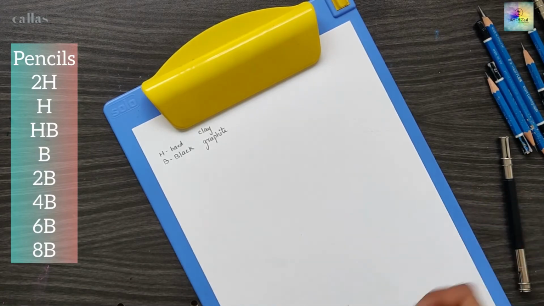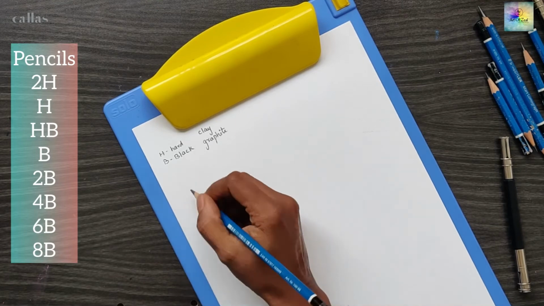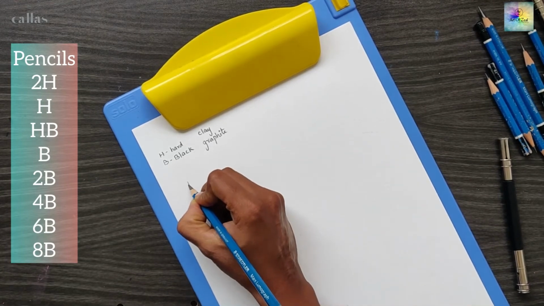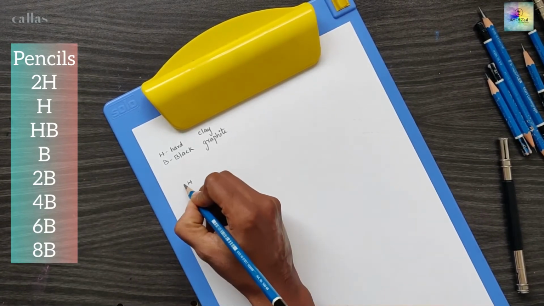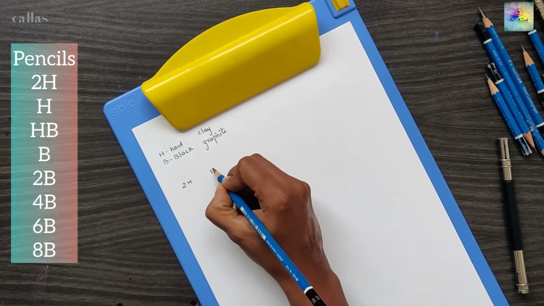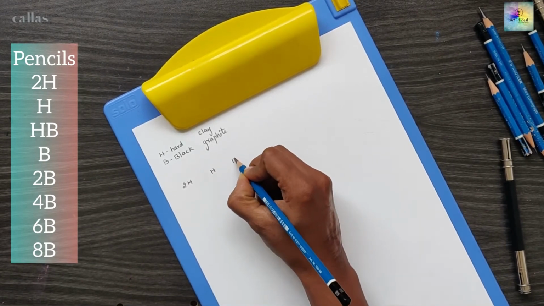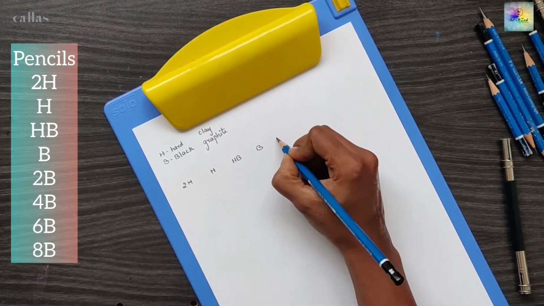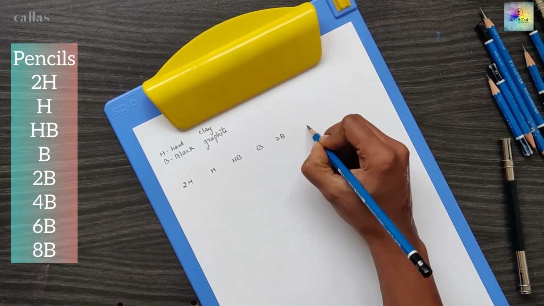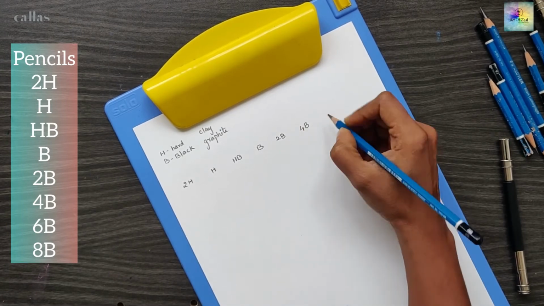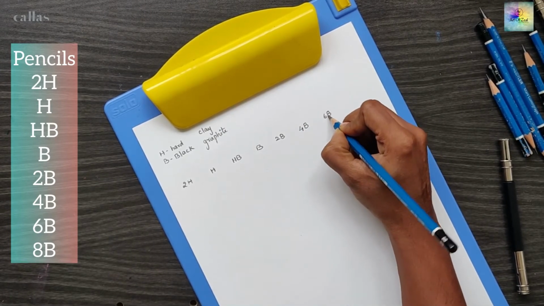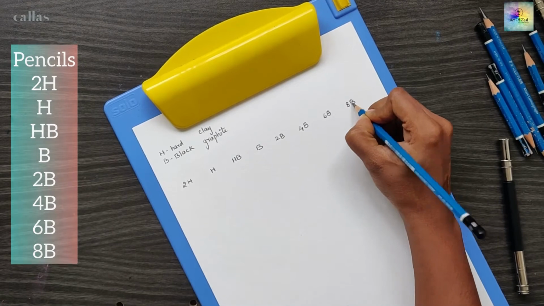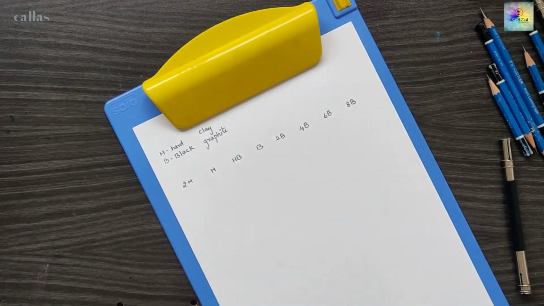When there are different ranges, that is 2H, HB, then B, 2B, 4B, 6B and 8B. These are the shades that I commonly use. So I can show you the shades.